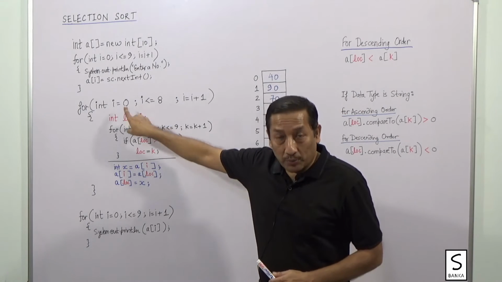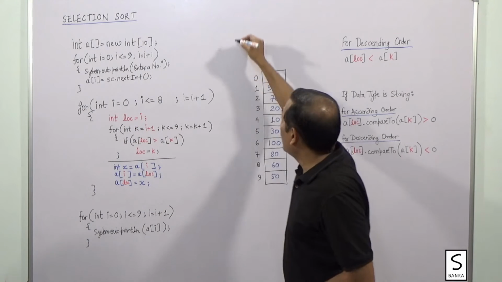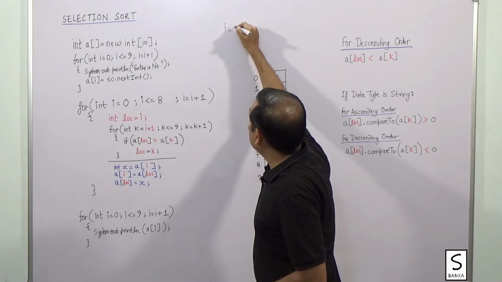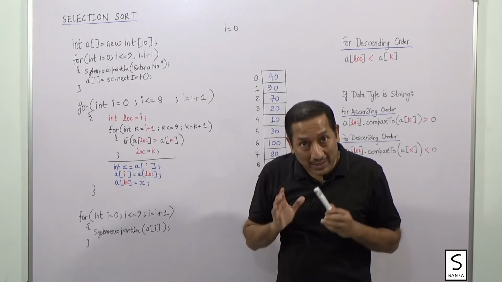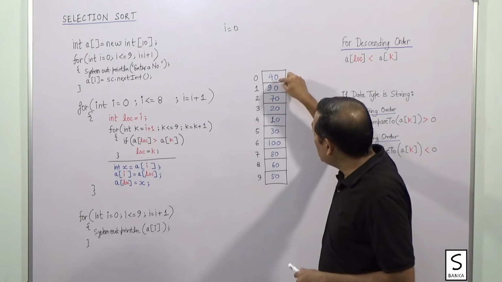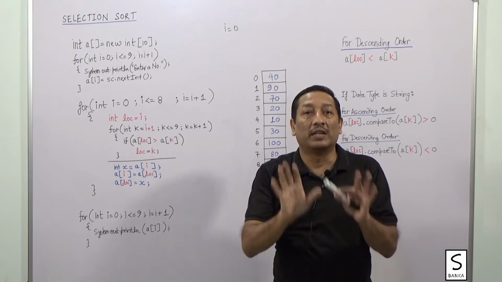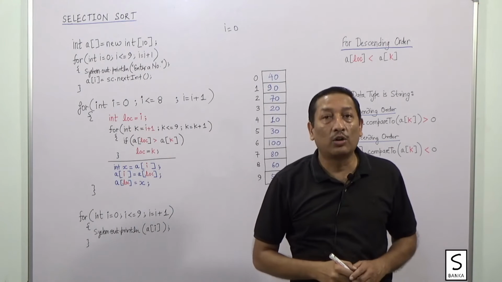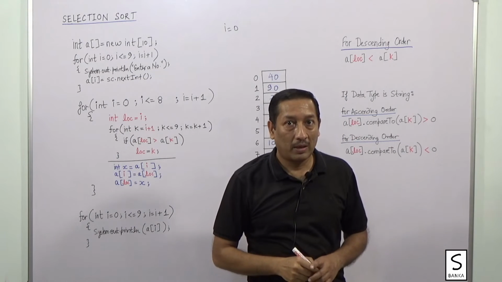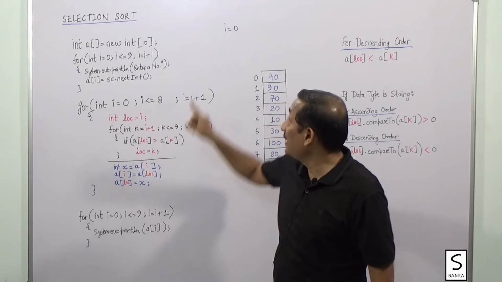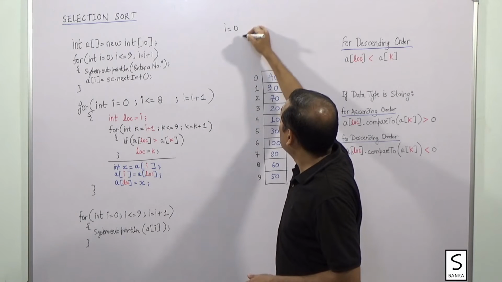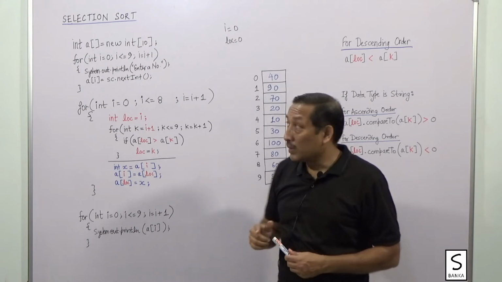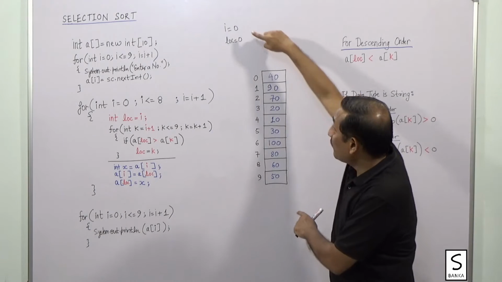So in this program, when the value of I is 0, the first time I assume that location 0 itself contains the smallest data. And that is why I have used a variable LOC here to indicate the location of the smallest data. So LOC is equal to I, first time. So I is 0, so LOC also becomes 0.